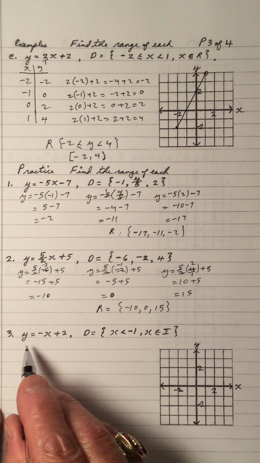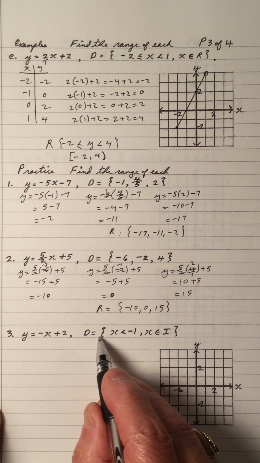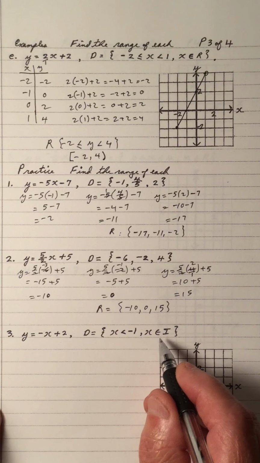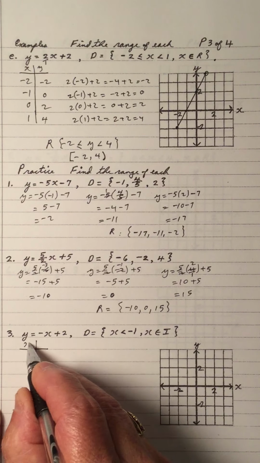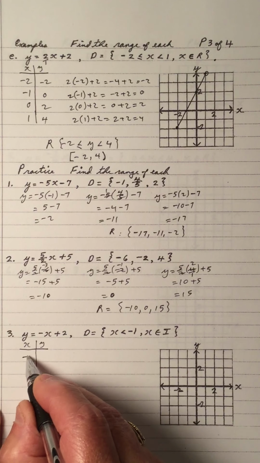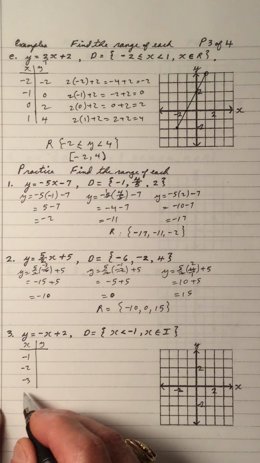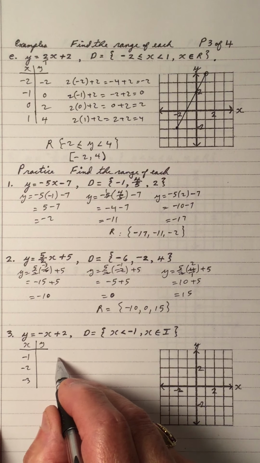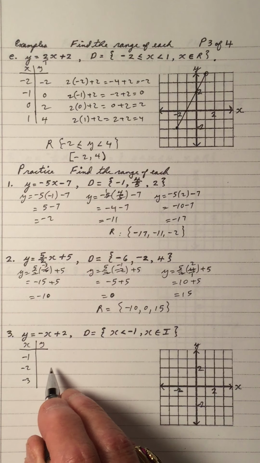Okay, here we go. Another one, y equals negative x plus 2, where the domain x is less than negative 1, belonging to the integers. So let's do a table of values. And x starts off at negative 1 less than, which is negative 2, negative 3. Let's plug those in. X is negative 1, negative 2, negative 3.